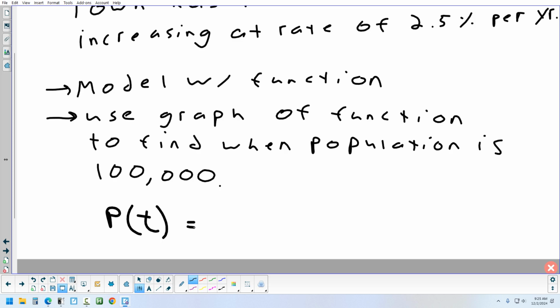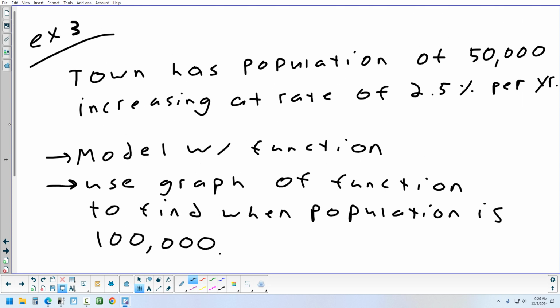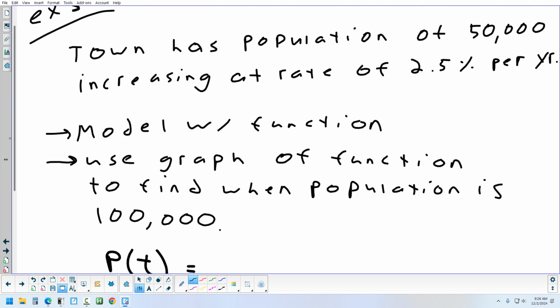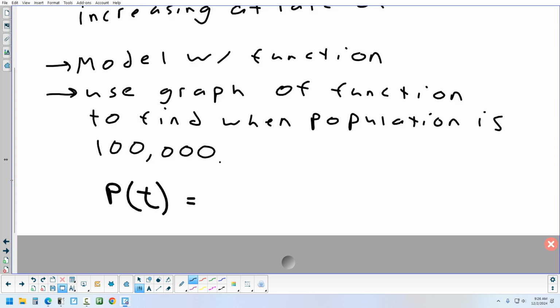Okay. What's the very first thing that comes after the equal sign in an exponential growth formula? What do we call the thing that we write down? Yeah, the starting value, the initial amount. What's the initial amount of people in this town? 50,000. Yeah, or at least when we started measuring, it was 50,000.